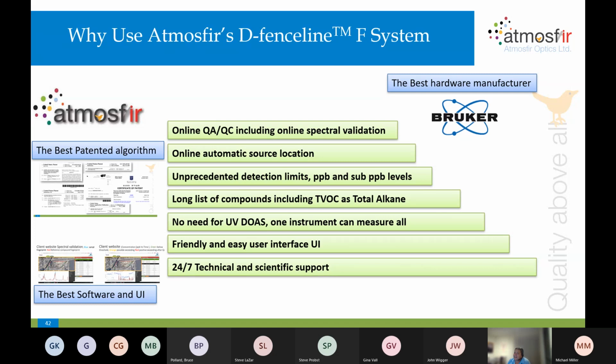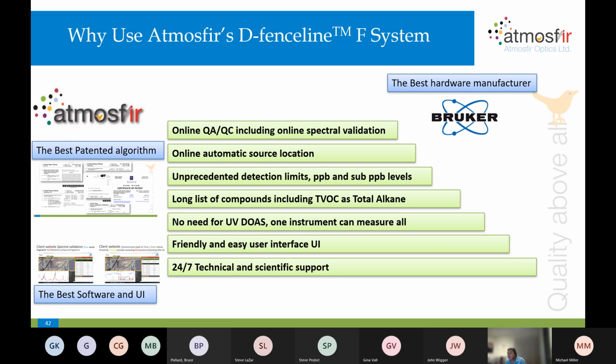And that leads us, and this will again be a sales pitch from me. What Atmosfir did is write a patent and algorithm, take the best software and the best hardware. And with that, we got online quality assurance for spectral validation. We give our clients automatic tools for source location. We got unprecedented detection limit using just one instrument. We can measure all the compounds, including the total gas, and give the molecular weight of the composition, which eliminates the need for UV DOAS.